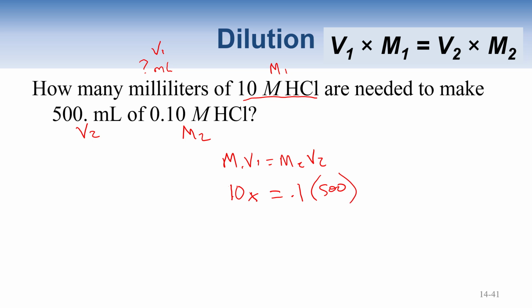So 0.1 times 500. And then we're going to divide away the 10 from both sides to isolate the x. So our answer is 5. Now what's the unit? Well, we started with mils, so our unit's going to be in mils.